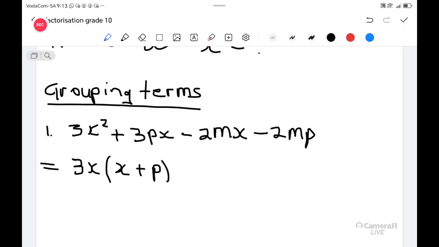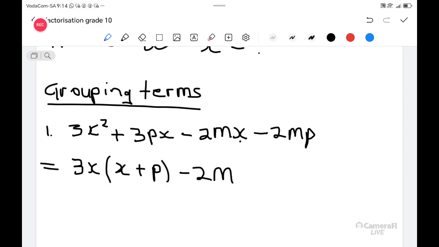And then we come to these ones, we group them with their signs, negatives. When we check, we have -2. Oh, I can write -2 because it's there on both sides. What else do we have? We have m. Oh, I can write m. That is what is common.